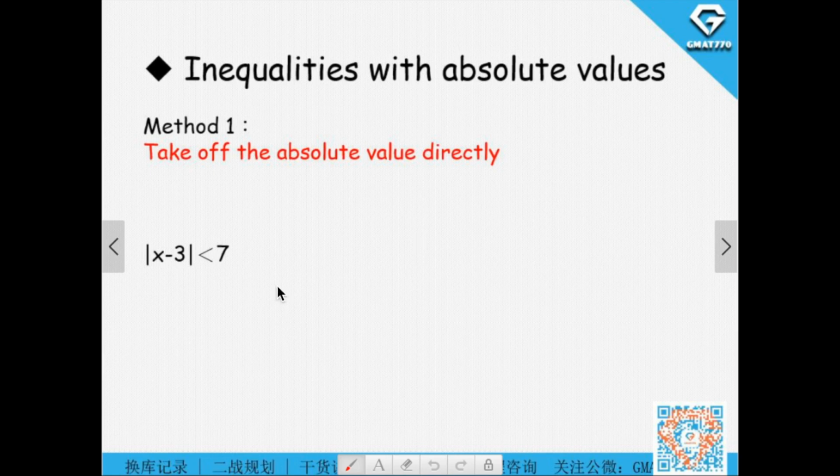For example, if you have the absolute value of x minus 3 is less than 7, what's the range of value of x? If you want to use this method to take off the absolute value mark directly, you have to discuss whether x minus 3 is positive or negative. For example, if the part within the absolute value mark is no less than 0, which means that x minus 3 is no less than 0, x is no less than 3, you can just take off the absolute value mark directly. So you have x minus 3 is less than 7, so x is less than 10.